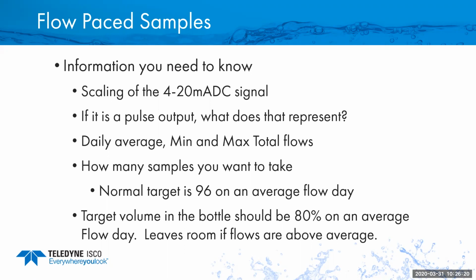A normal target is, again, kind of like what we said before, the 96 samples, which a time-paced sample is going to be every 15 minutes. But with a flow-paced program, you just aim for 96 samples. So you take your typical flow for the day, whatever that is in gallons, divide that by 96, and that would tell you how often you want to take a sample. So if it was every 1,000 gallons and you wanted to take 10 samples in the day, then you're going to take a sample every 100 gallons.